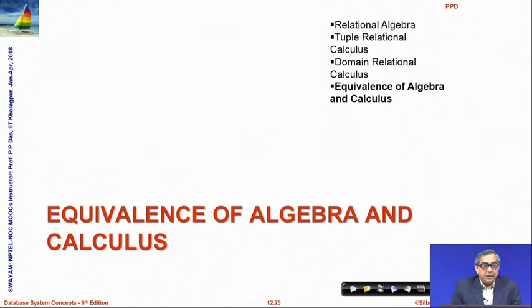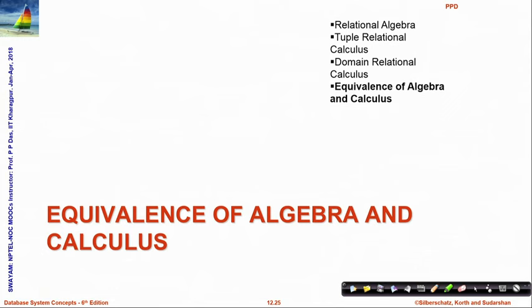Now, of the three formalisms that we have seen, we will not go into direct mathematical proofs, but in the next couple of slides I just show that they are equivalent in nature. What that means is that if I can write an expression in relational algebra, then it is possible to write an equivalent expression in tuple relational calculus and in domain relational calculus and vice versa. So, if I can write an expression in any one of these formalisms, then there are equivalent expressions in the other two formalisms as well.